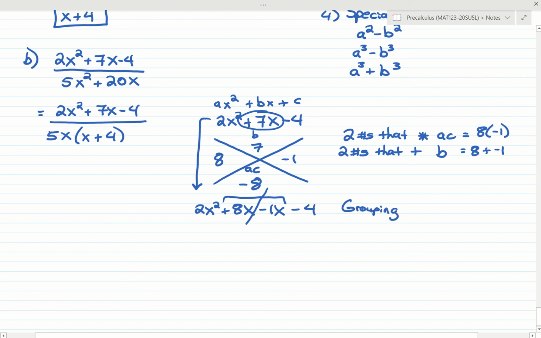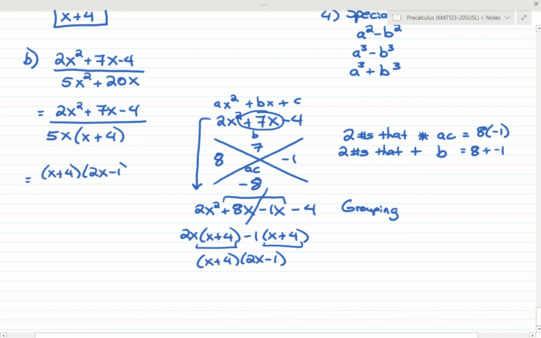We could take out a GCF from each half. So between 2x squared and 8x, we could take out a 2x, and we're left with x plus 4. Between negative 1x and negative 4, we could take out a negative 1. If the leading term's negative, you always want to factor out a negative term. And now again, it looks like we have a GCF of x plus 4. So we'd write x plus 4 times 2x minus 1. All of that is what the numerator factors to. So we have x plus 4 times 2x minus 1 over 5x times x plus 4. Well, you could clearly see that these cancel. Those are the same. Whenever you're multiplying and dividing by the same thing, those cancel out. And our answer would just be 2x minus 1 over 5x.